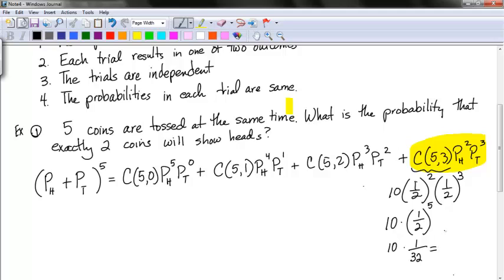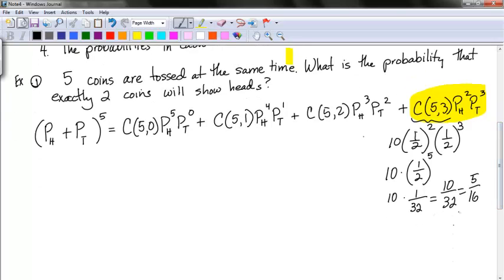So 10 over 32, and that'll reduce to 5 over 16, and they may go to decimals or percents, and that's actually about 0.31, or 31% of the time. That's the probability that exactly 2 will show heads.